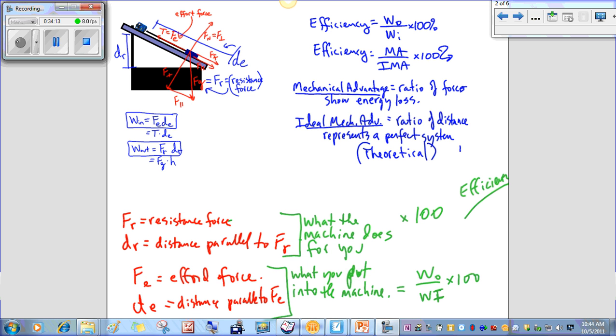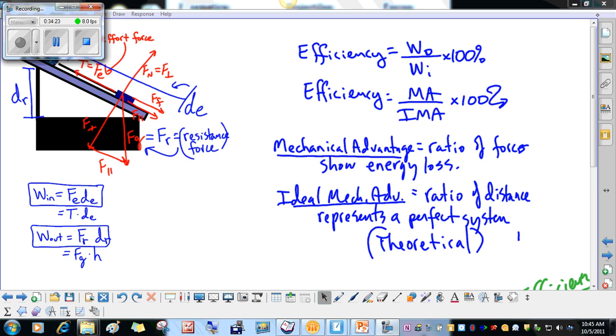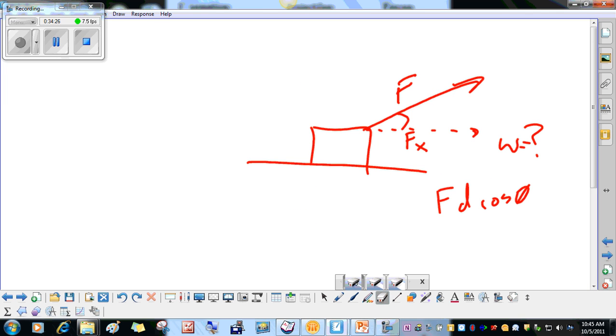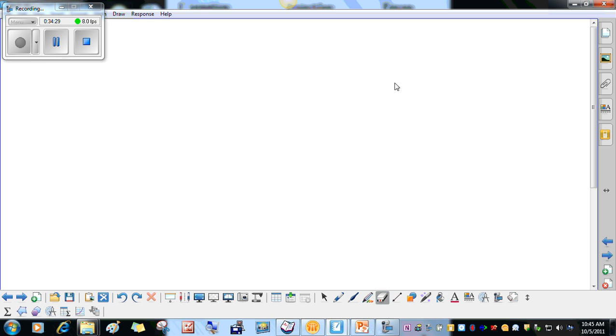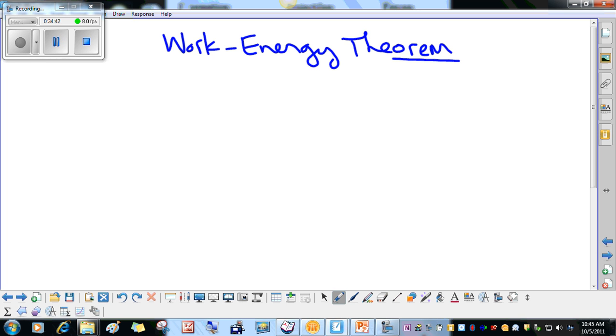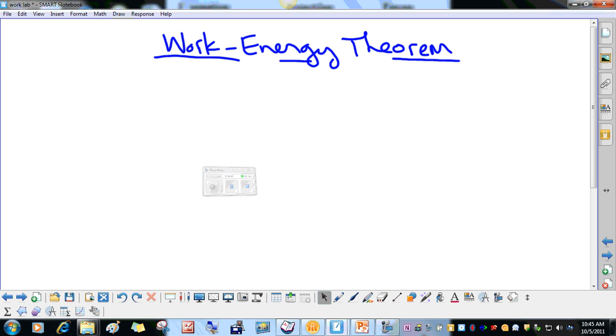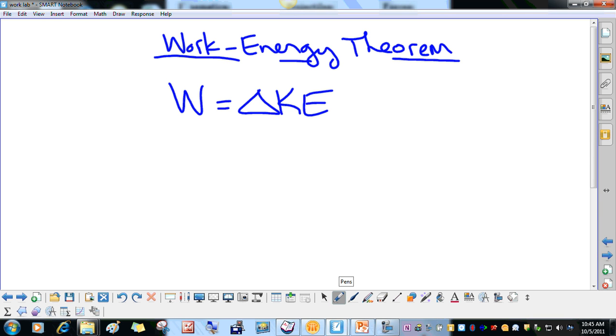All right. Now, I'm going to introduce one more thing, and then you're on your own. Here we go. It's called the work energy theorem. The work energy theorem says that work equals delta kinetic energy. That's it. Work equals delta K on the equation sheet.